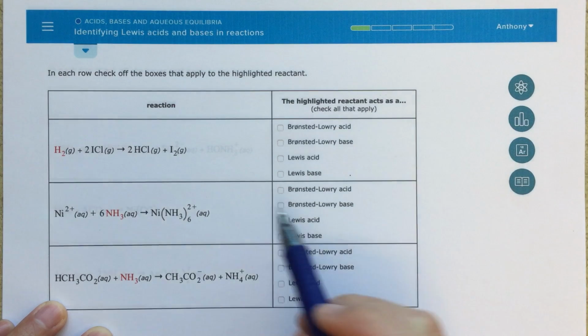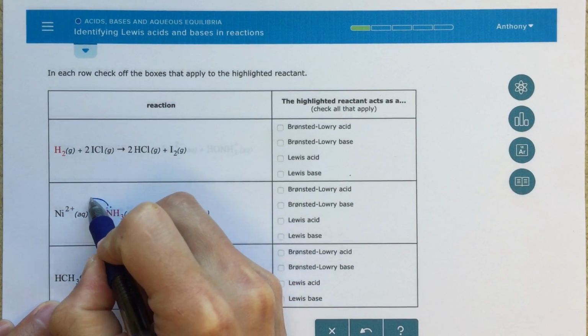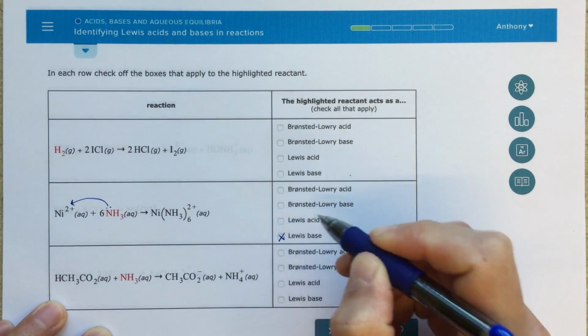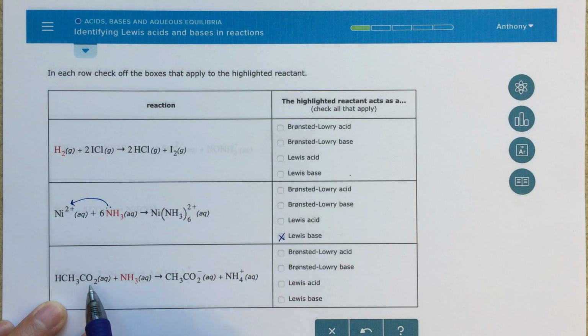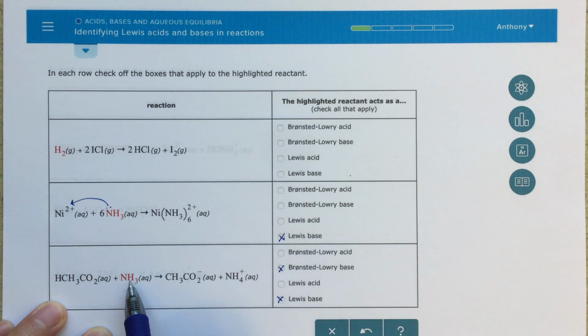In this case, again, we see a similar thing as we saw before. A lone pair of electrons on nitrogen is going to be donated to the nickel. This is going to be a Lewis base. And here again, we've got that weak acid, weak base thing. This is going to be a Bronsted-Lowry base and a Lewis base because it's going to be accepting H+, right? So we're going from NH3 to NH4+. So we've got a movement of H+, so it fits the Bronsted definition.